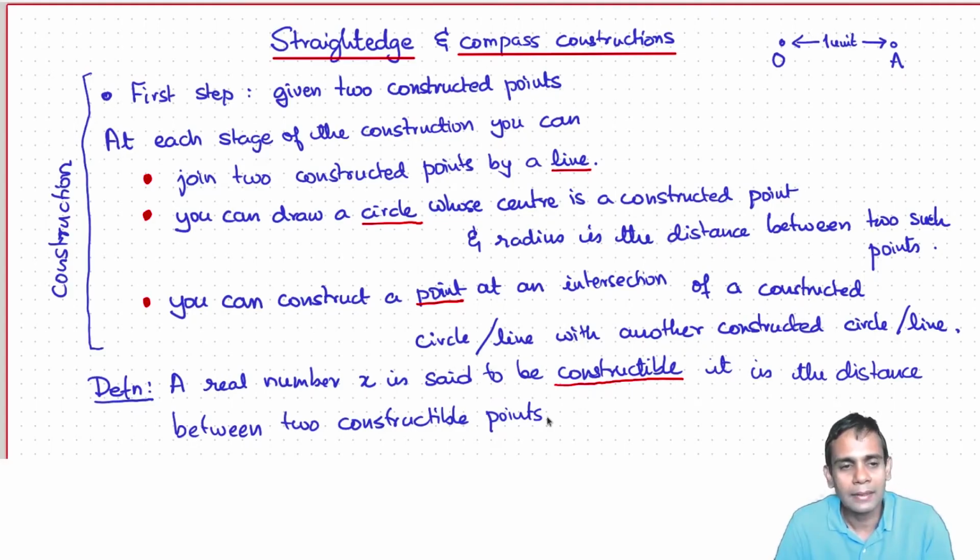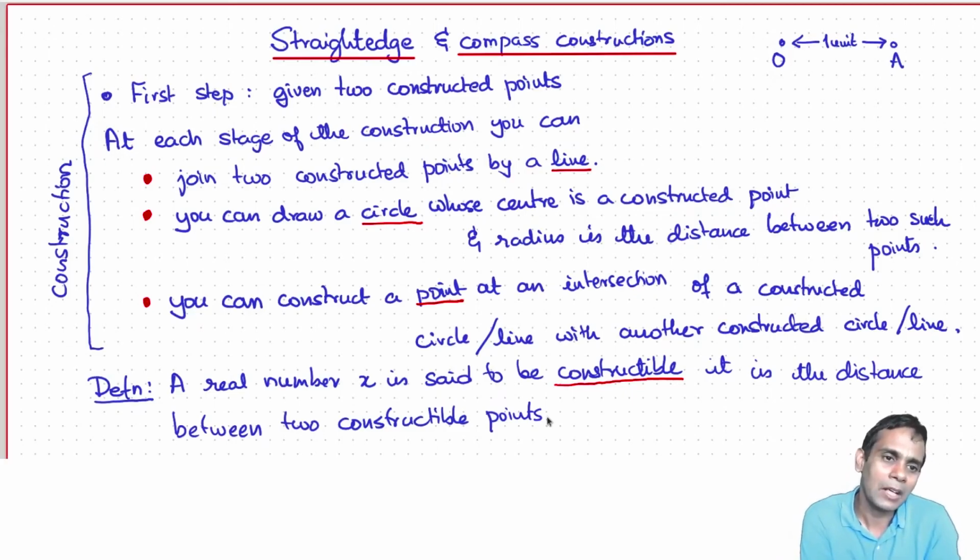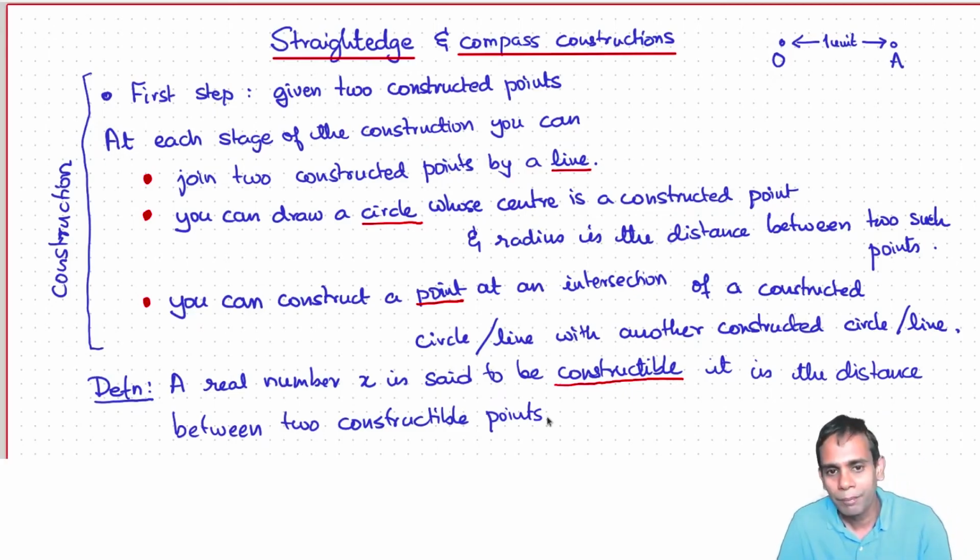Now note that a construction is a finite sequence of steps, and at each step you only have a finite set of possibilities. So the number of constructions is countable, and also the number of points that you would have in any construction is finite. So the number of real numbers that you can construct is countable. And so there are very few constructible real numbers. Most real numbers are not constructible.